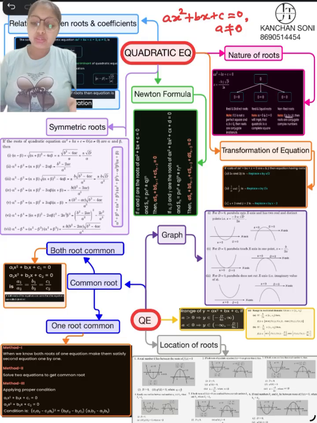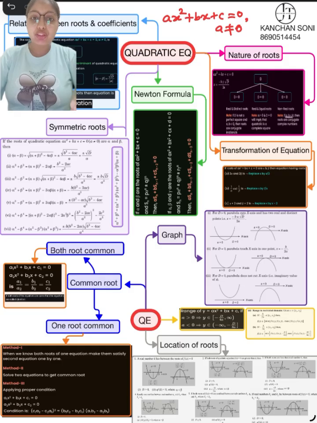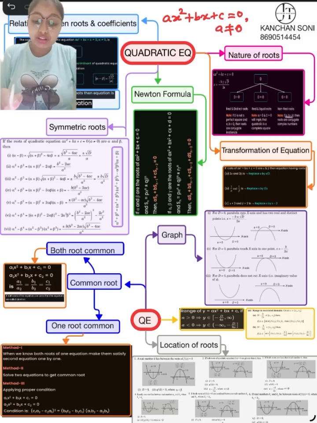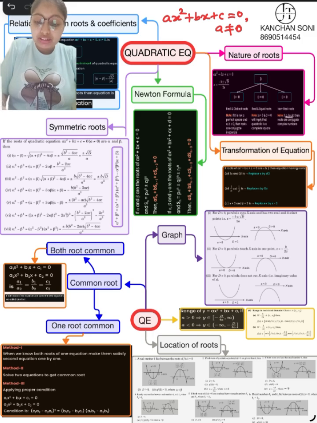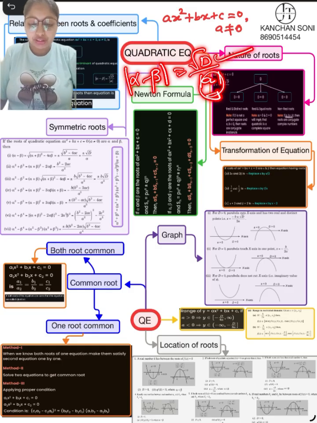In the quadratic equation, we know that the equation is ax square plus bx plus c equal to 0, where a is non-zero. We know that if the equation's roots are alpha and beta, then the sum of the roots will be alpha plus beta equals minus b by a, and the product of the roots will be c by a. Now the difference of the roots, mod alpha minus beta, will be root d by mod a, where d is the discriminant and a is the leading coefficient.